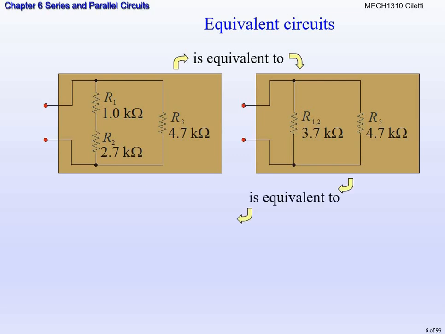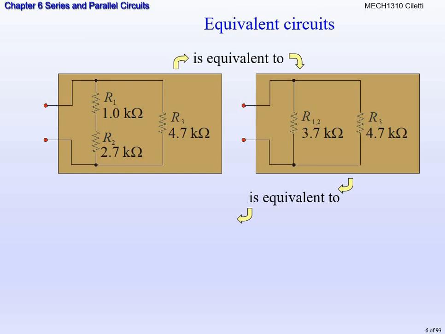What did we do? Since R1 and R2 were in series, we were able to add those two resistors together. So we got 1 kiloohm plus 2.7 kiloohms gave us 3.7 kiloohms. Now we have another relationship, that series relationship of R1, R2. It's in parallel with R3. So now I have to solve this in parallel.